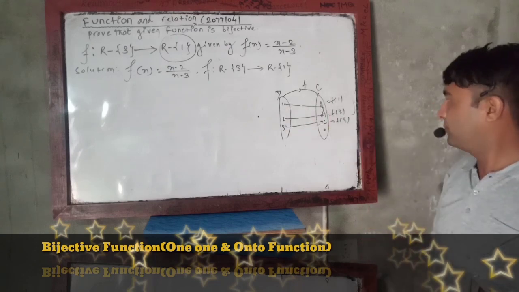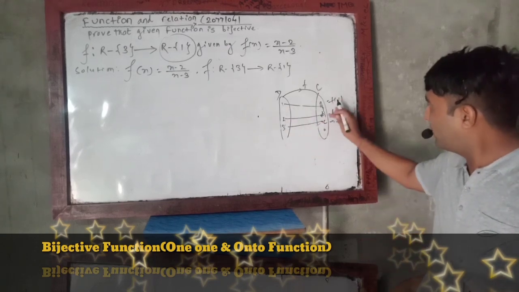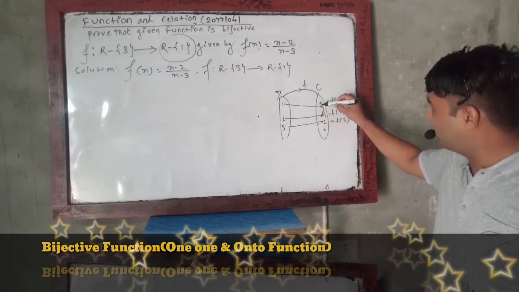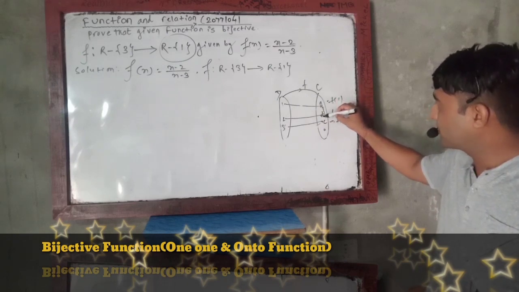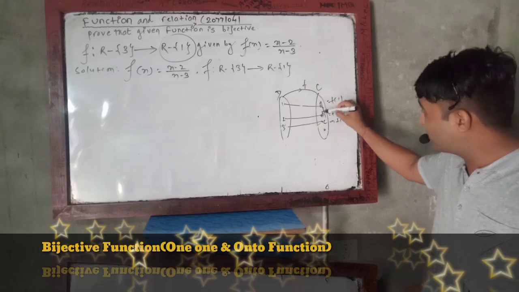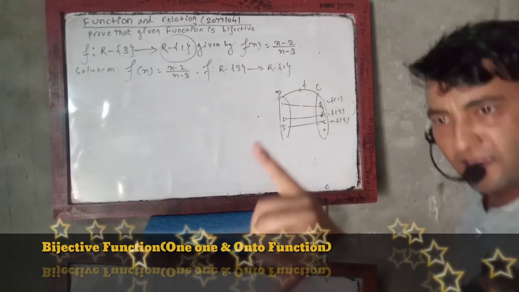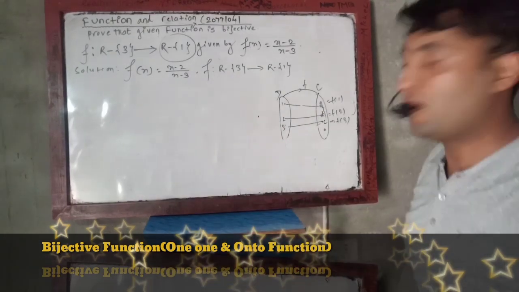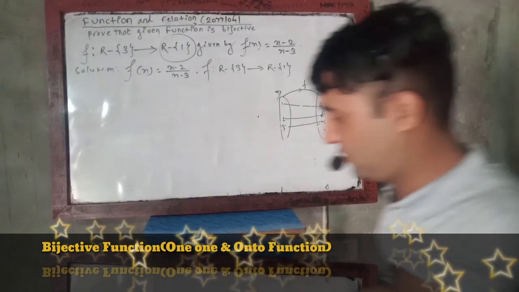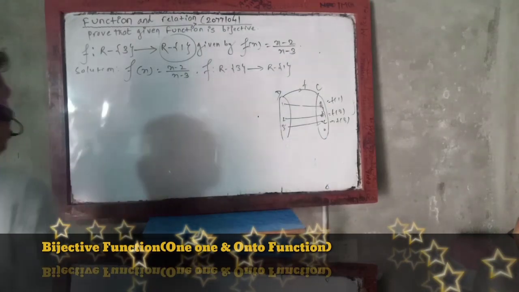1 made A, 2 made B. Now what am I doing? I am assuming here these components are the same. If those two images are same, their respective pre-image must be same. Only then that function becomes injective function.